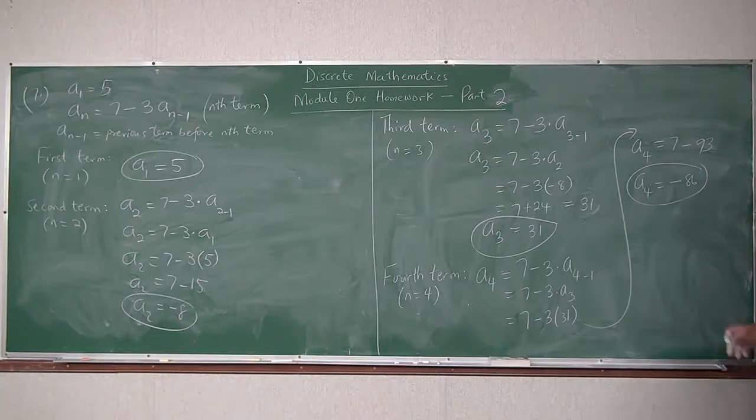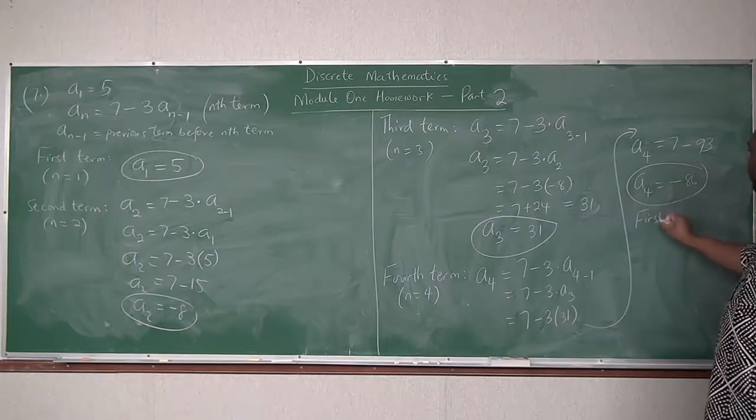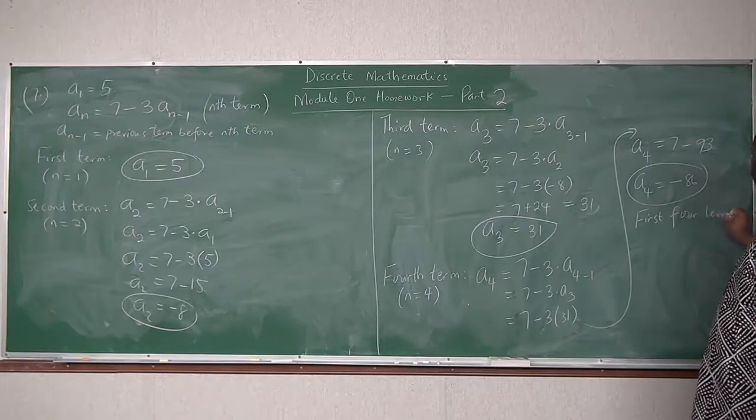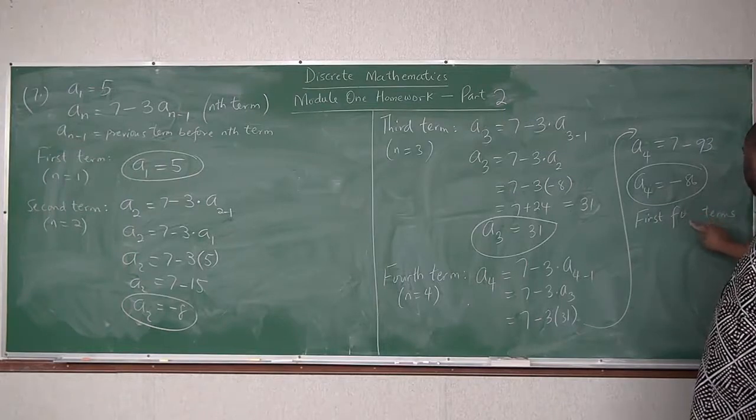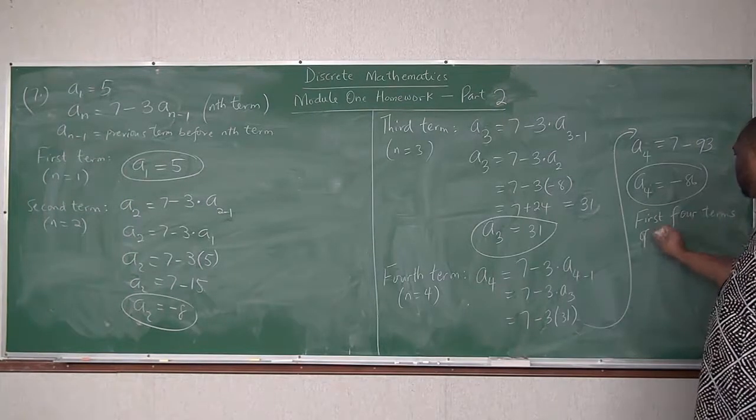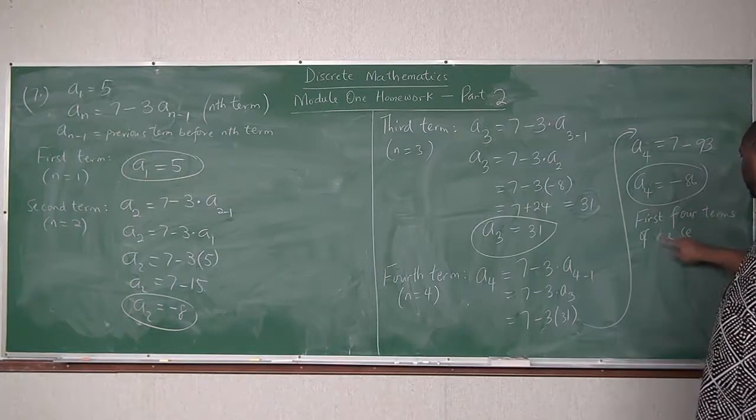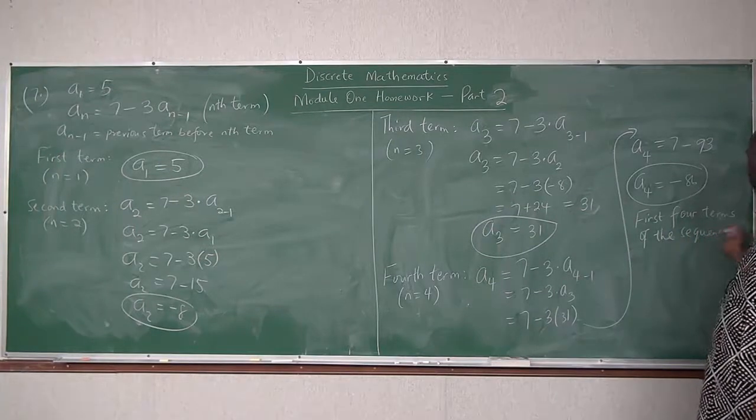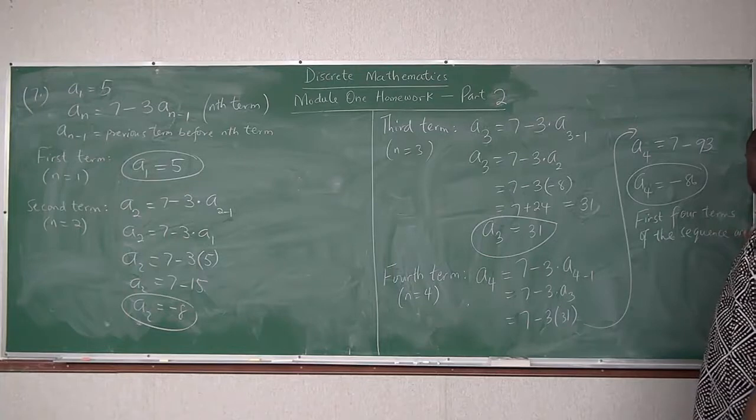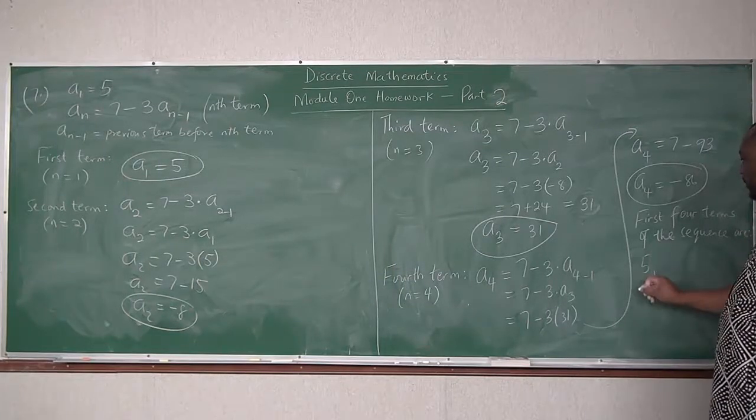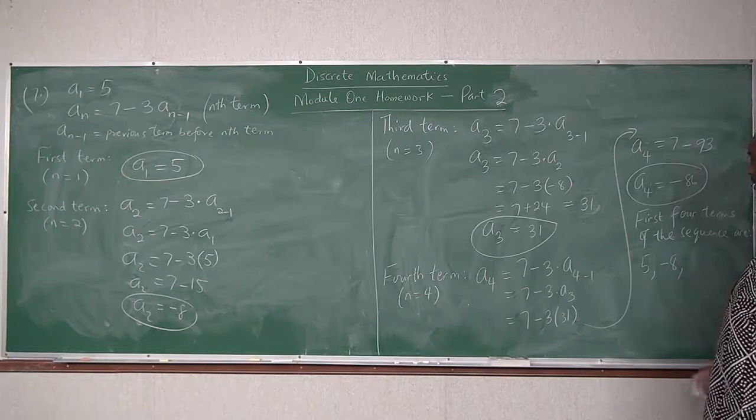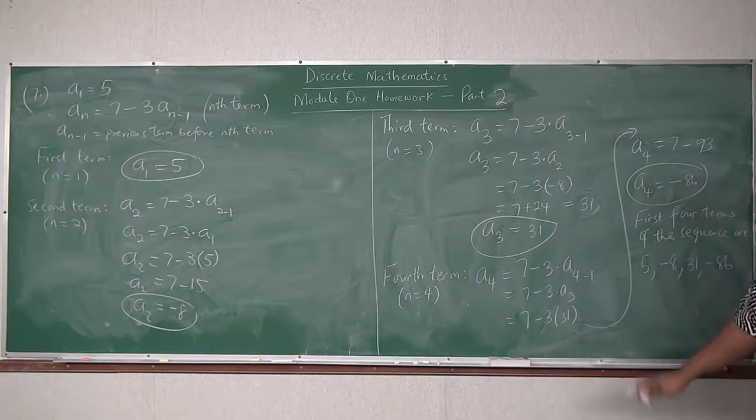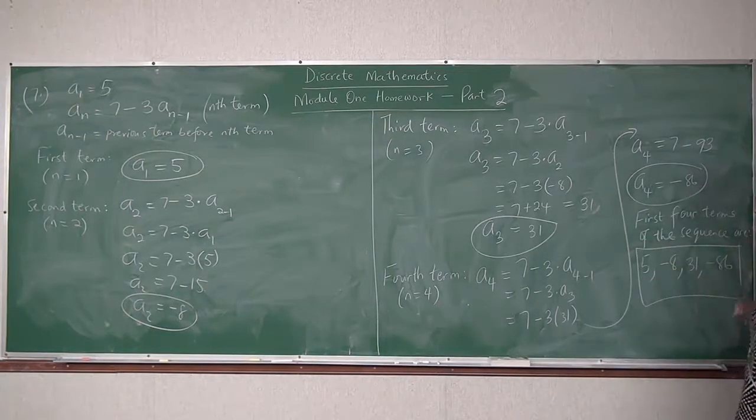So the first four terms of the sequence would be 5, negative 8, 31, negative 86, and that's it. The first four terms of the sequence. That's it.